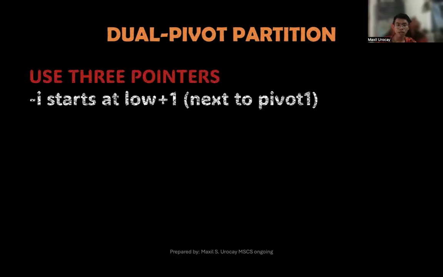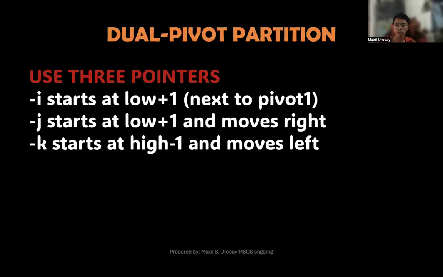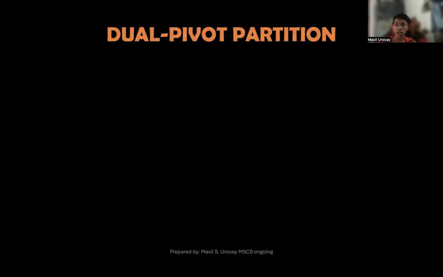So for this one, use 3 pointers. I starts at low + 1, next to pivot 1. J starts at low + 1 and moves right. K starts at high - 1 and moves left. But you can definitely refer to the video that I've presented so that it will be simple for you.